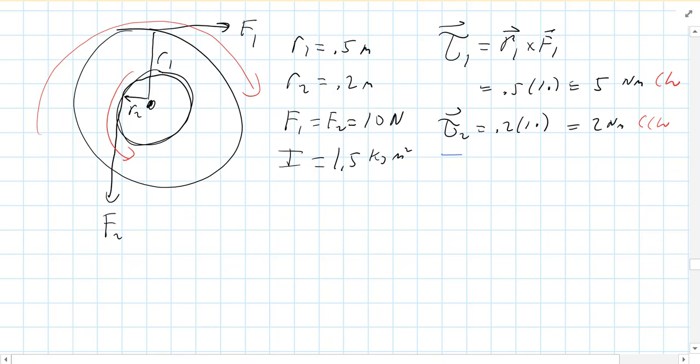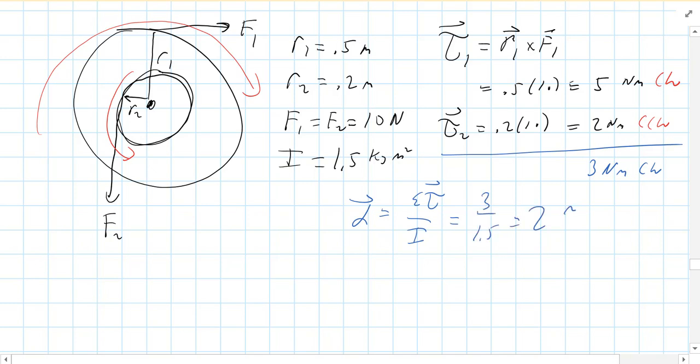So what's our net torque? You subtract them because one's clockwise and one's counterclockwise, and you get 3 Newton meters, and the clockwise one is the winner. So that's your net torque. Then if we use net torque equals I alpha, alpha would be that net torque divided by I, which is 3 over 1.5, which is 2 radians per second squared. So that would be your angular acceleration of that wheel.